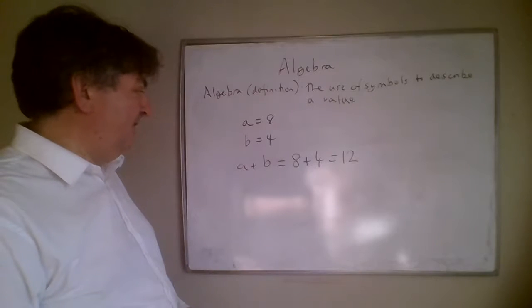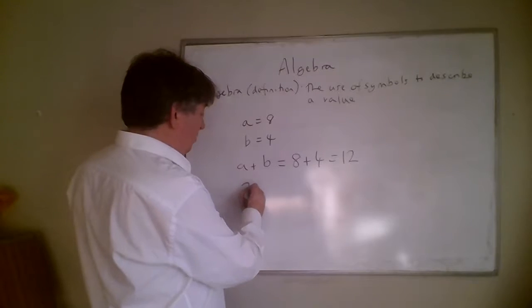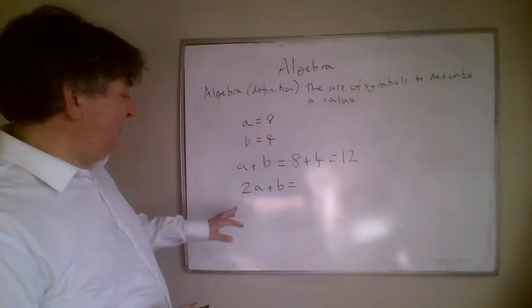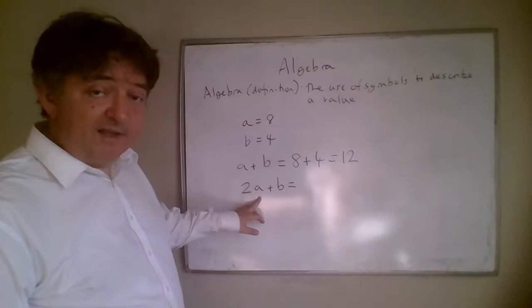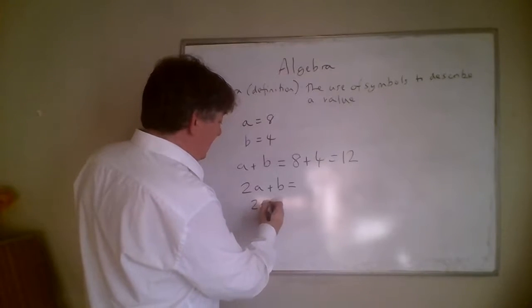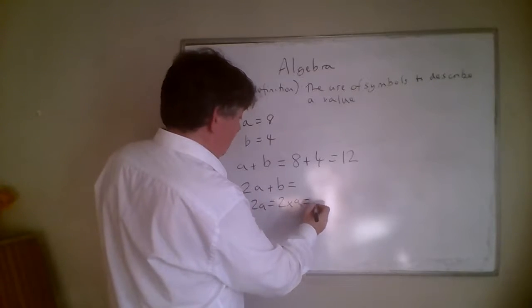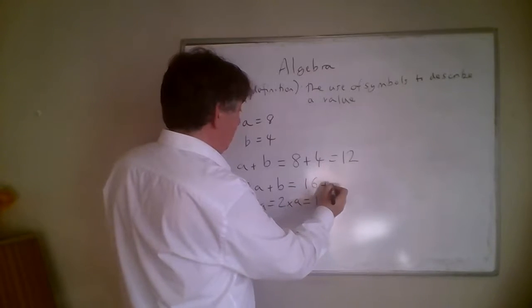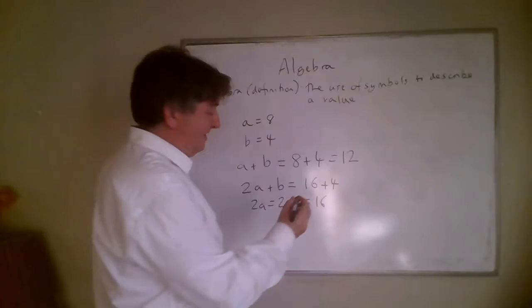Okay, so let's go a bit further with this. Let's do 2A plus B. So in this case, 2A is 2 times A. So that's an important concept to understand. So 2A equals 2 times A, which is equal to 16. So 2A plus B equals 16 plus 4. And that equals 20.